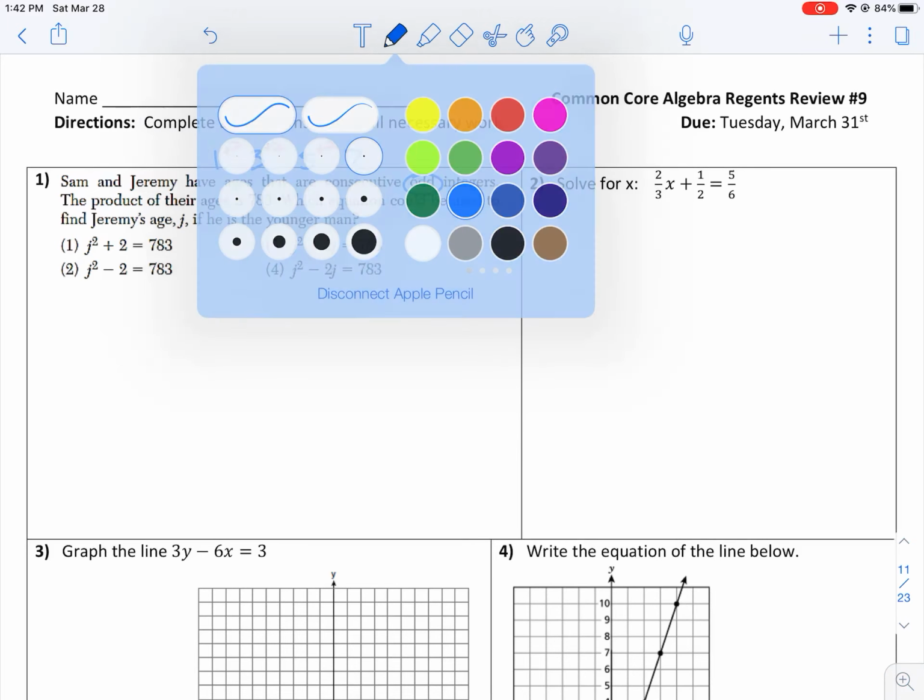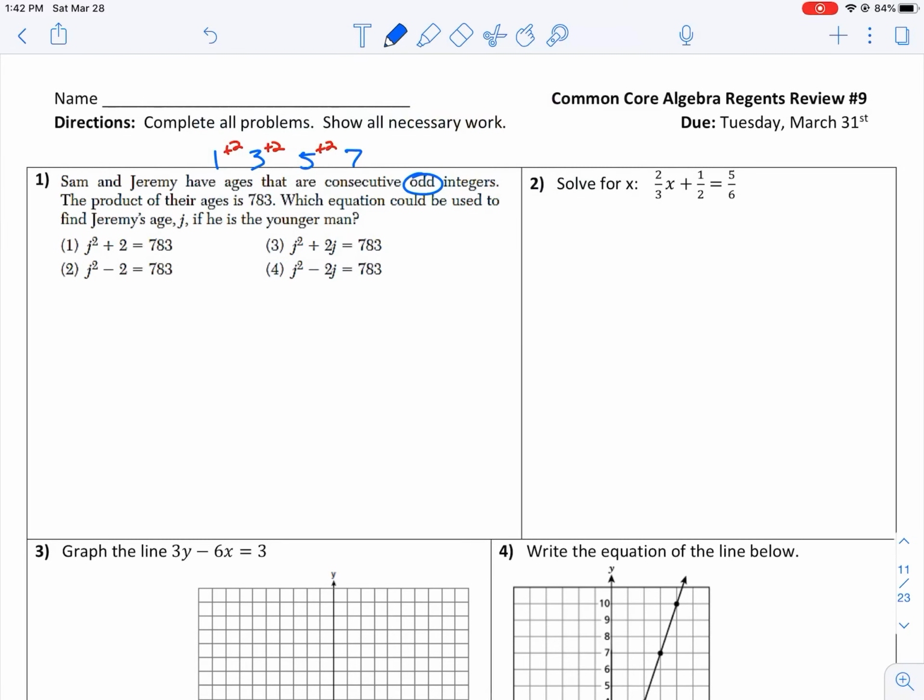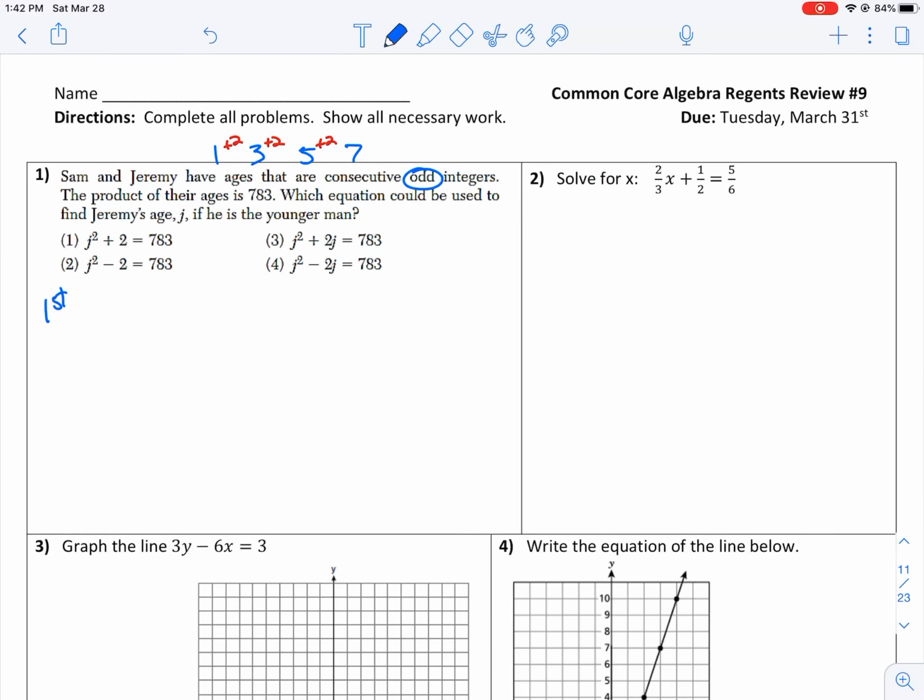So when we have consecutive odd integers, we always write let statements. So the first one is always going to be x. In this case, they asked us to use j. The second one would then be j plus 2, because we said we're going to add 2 each time. So the product means that we have to multiply.